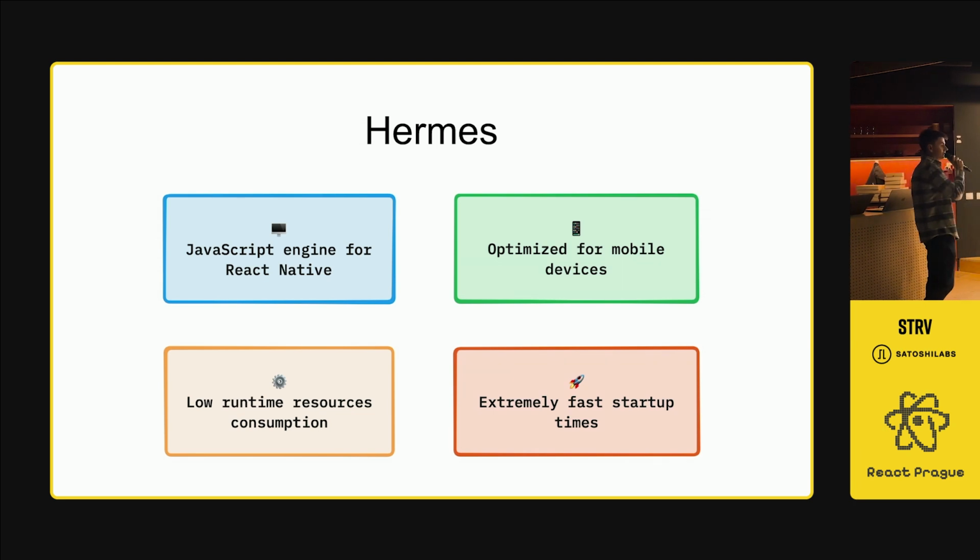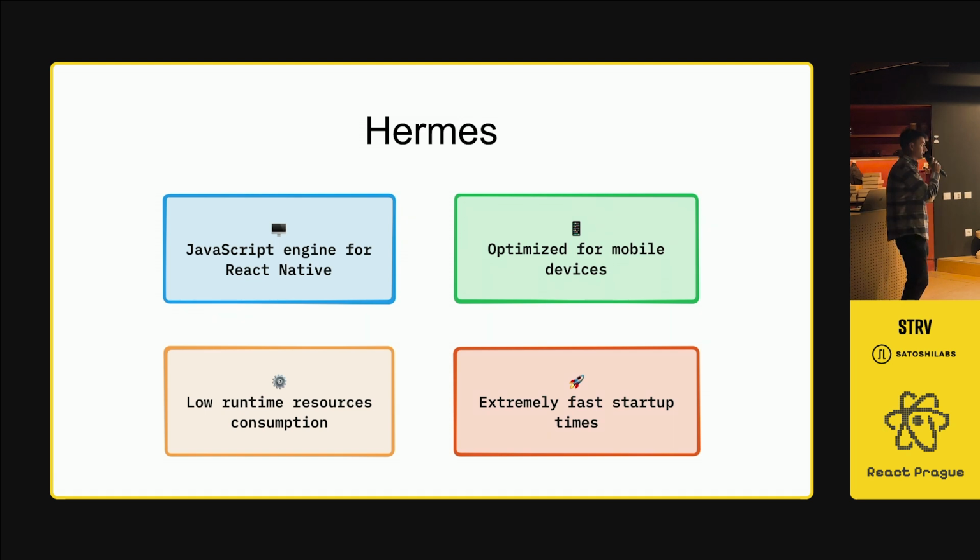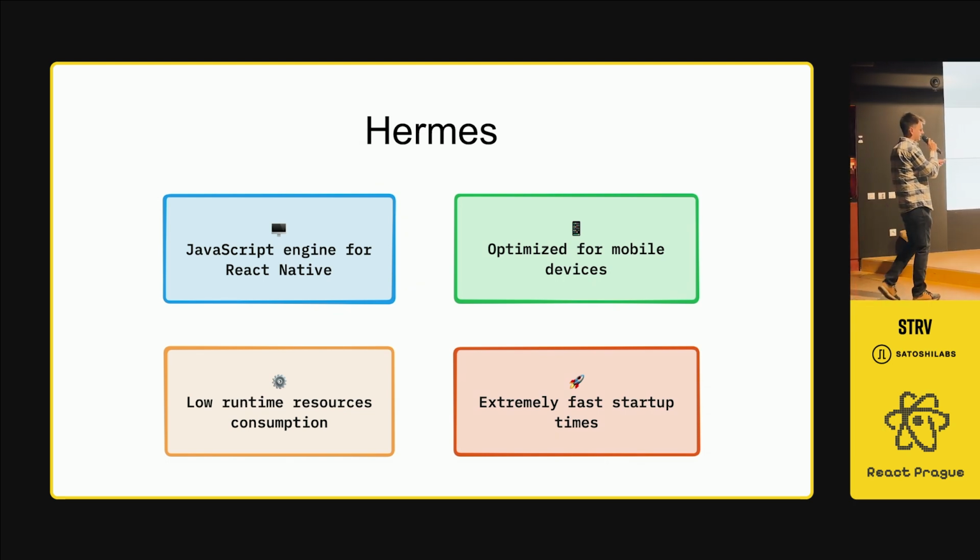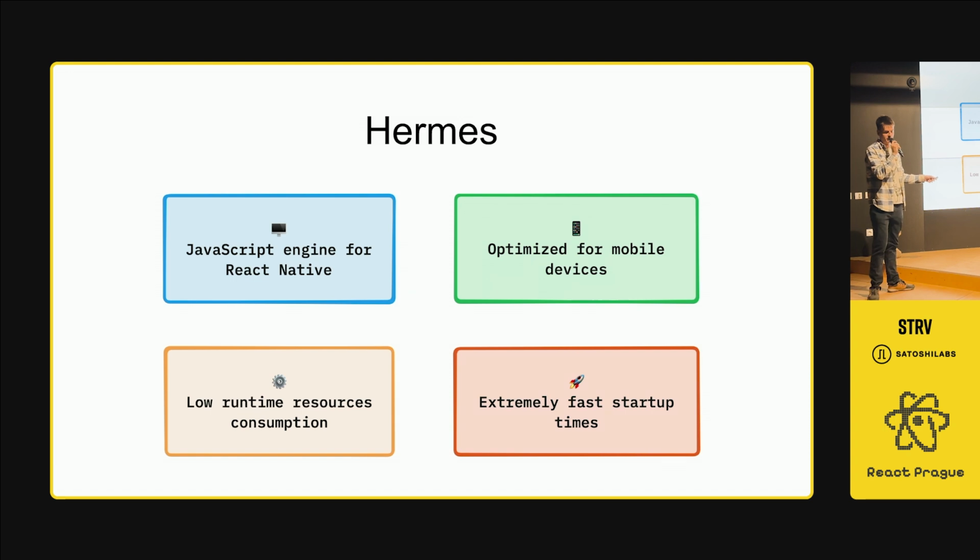So now that we know how the browser processes the code, we may take a look at Hermes. Hermes is a JavaScript engine for React Native. It's optimized for mobile devices, so it has reduced runtime resource consumption, and probably the reason why it was even created is that it has extremely fast startup times.